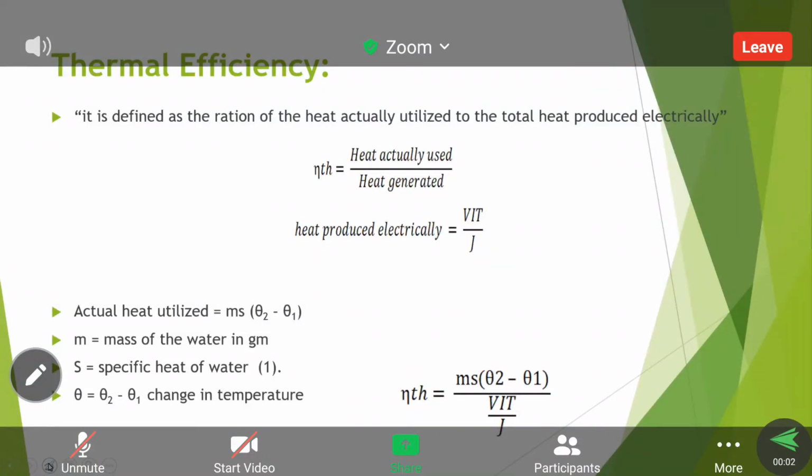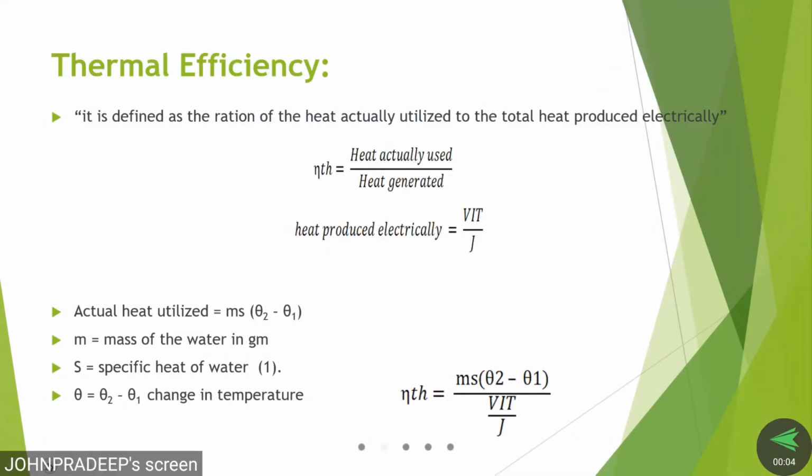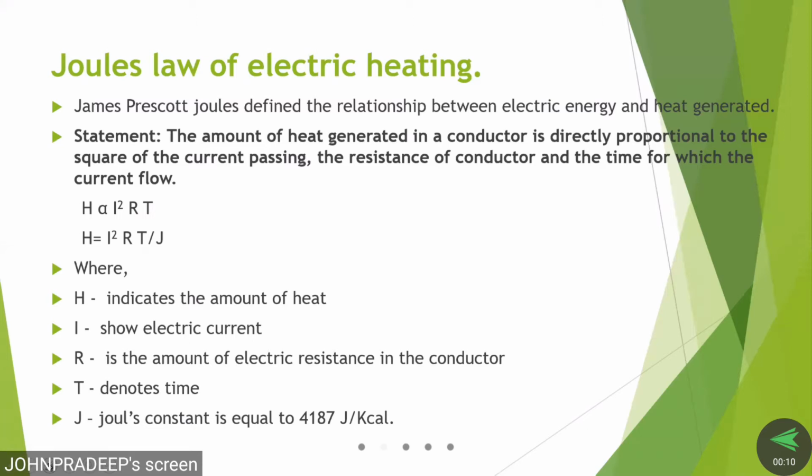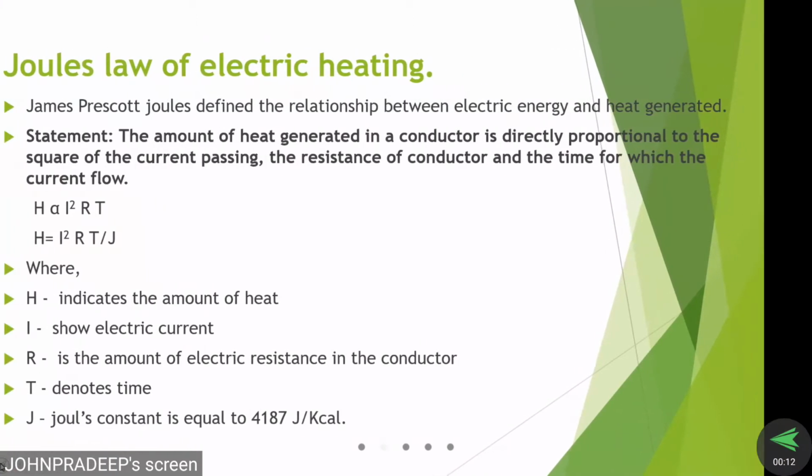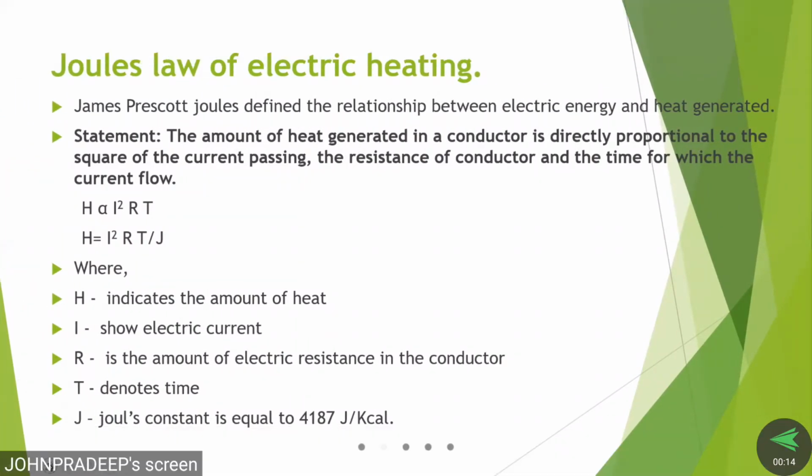The efficiency formula: η = M S (θ2 − θ1) / (V I T / J). So these two are the important points we discussed in the last classes, related problems about thermal efficiency. We have the same concept in the third chapter, and at that time we will discuss those things. So first we go through the remaining topics.